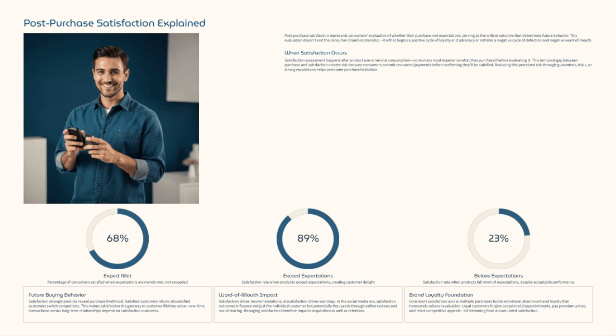It's important to understand that satisfaction assessment happens after the customer has used the product or experienced the service. They need to actually experience what they purchased before they can evaluate it. This creates a timing gap between purchase and satisfaction that introduces some risk. Consumers might pay upfront, but they haven't yet confirmed they'll be satisfied. That's why reducing perceived risk is so crucial through guarantees, free trials, or strong brand reputations. These tactics help customers feel more confident in their purchase, easing hesitation and encouraging them to move forward.